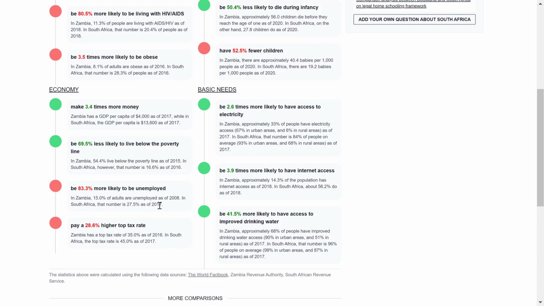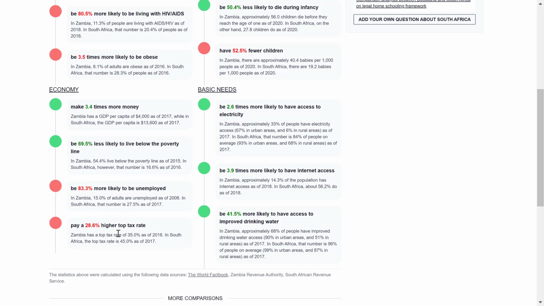So this one really, I know a lot of Zambians do migrate to South Africa for work. In fact, a lot of Africans migrate to South Africa for work. So would they be migrating if there was work in Zambia? That's a question that someone needs to answer.